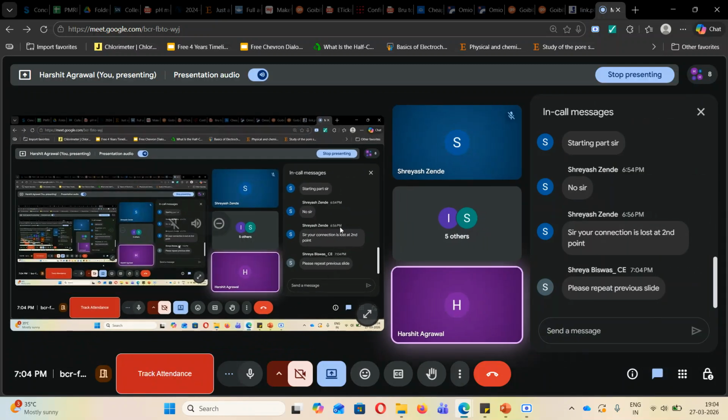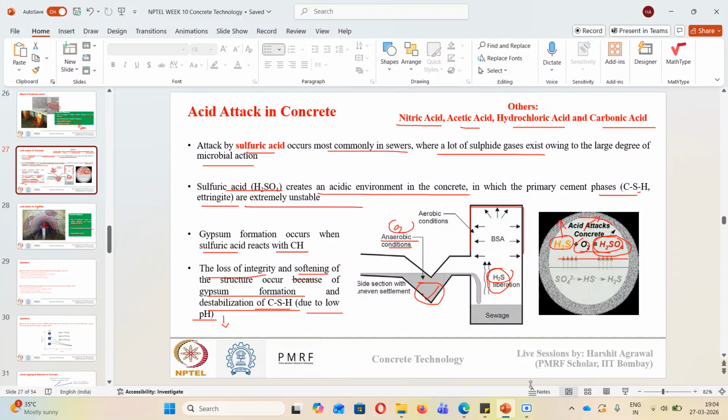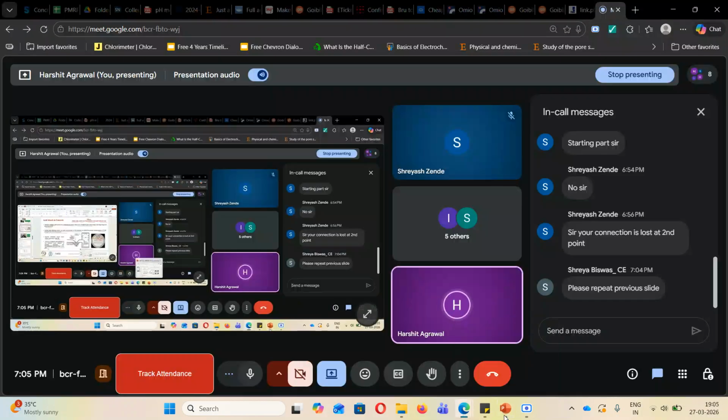Oh, it again went off. So was this slide discussed? How acid attack is occurring? What is aerobic condition? What is anaerobic condition?